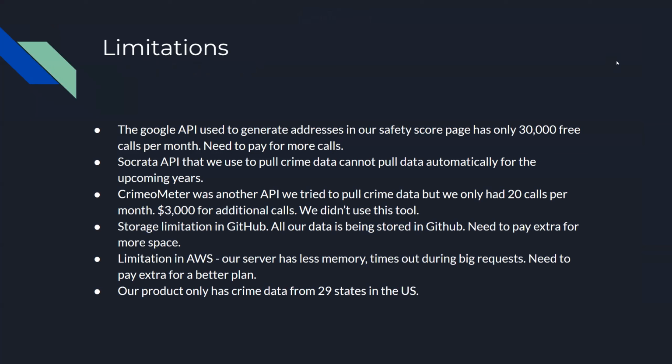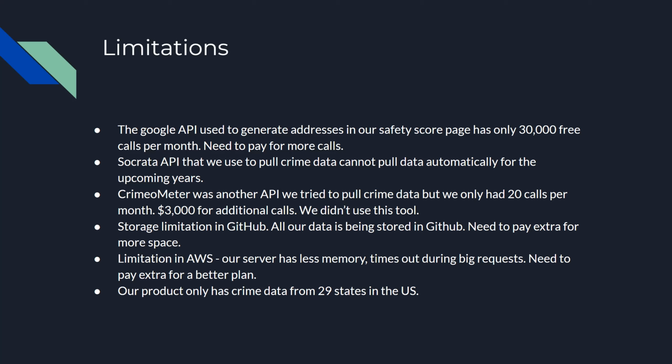Here are some of the limitations that we faced while working on our project, or some of the limitations that our project currently has. The Google API that we use to generate the address in our safety score page has only 30,000 free calls per month, and we need to pay money for more calls. The Socrata API that we use to pull crime data cannot pull data automatically for the upcoming years. Crimometer was another API that we tried to pull crime data, but we only had 20 calls per month. And also it requires $3,000 for additional calls. So we didn't use this tool.